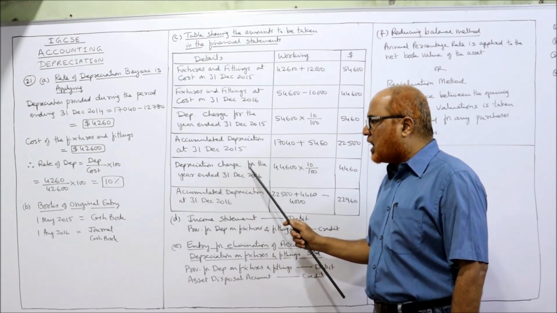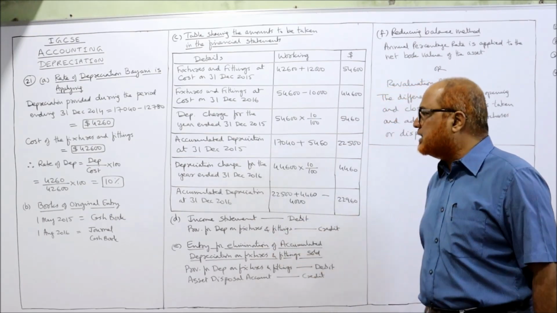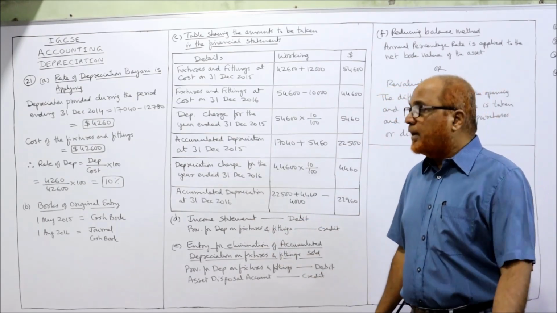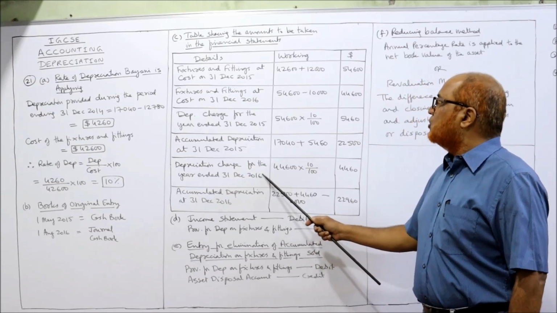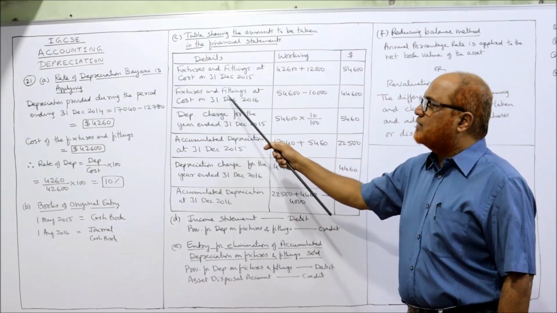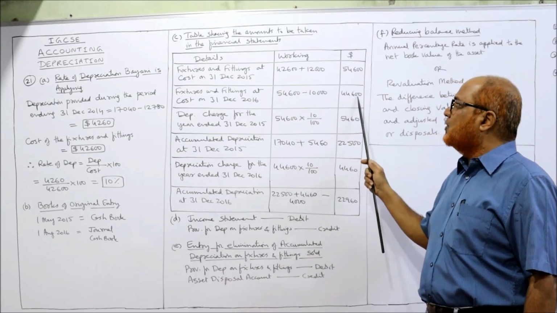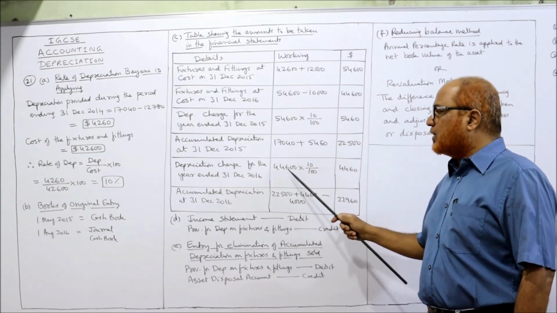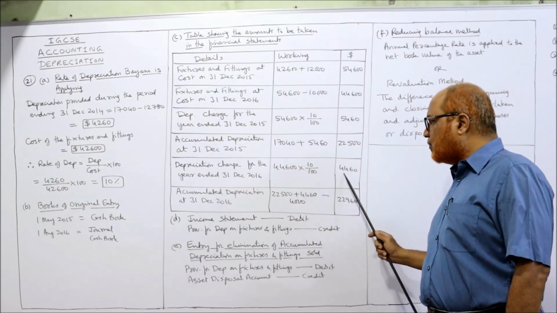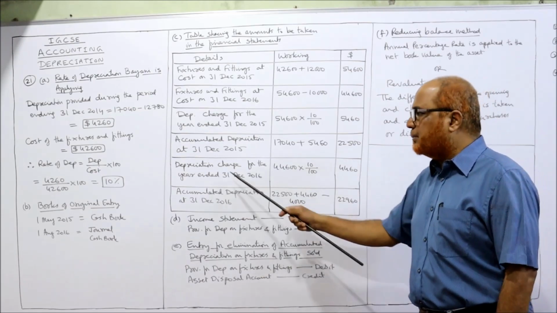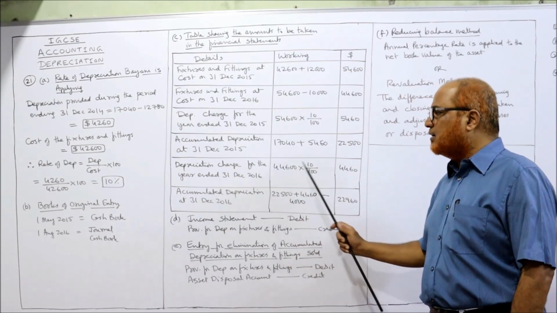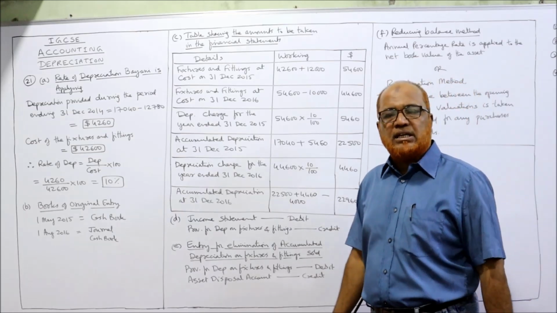Now depreciation charge for the year ended 31st December 2016. For 2016, what is the depreciation? So what is the cost of the fixtures on 31st December 2016? 44,600. So 44,600 into 10 by 100 is 4,460. This is the depreciation charge for the year 31st December 2016.